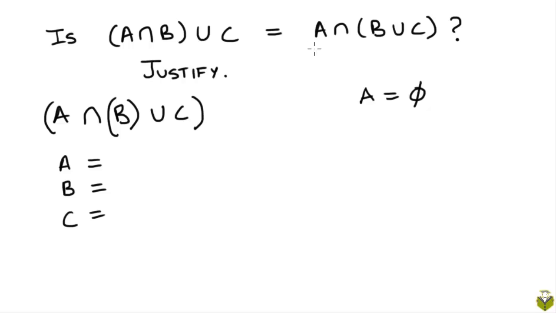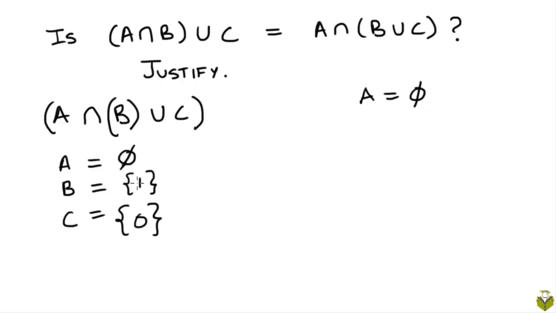If we have A equal to phi, then regardless of what B union C is, phi intersected with B union C would be phi. So we see that we get C on the left hand side and phi on the right hand side. So as long as we choose C to be some non-empty set, we would get a different set on the left hand side and a different set on the right hand side. So let's take C to be the singleton set {0}, and let's take A to be phi, and frankly B can be any set, it doesn't matter. So let's just take B to be the singleton set {1}, but you could take any arbitrary set.